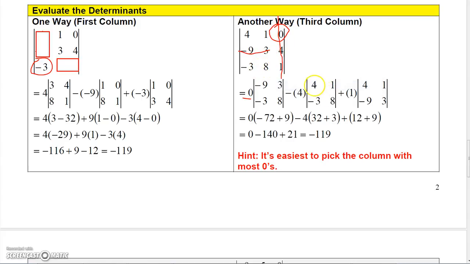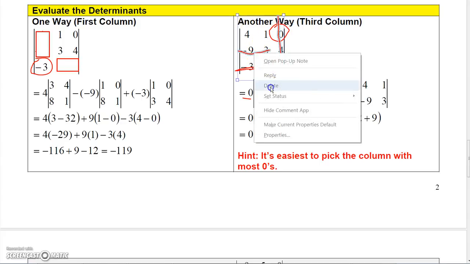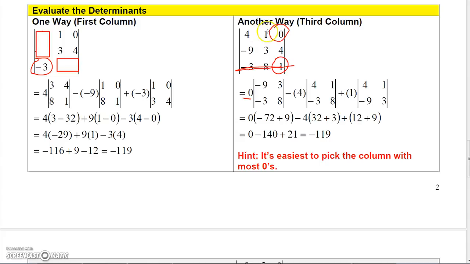That would give me this determinant, so I'd have minus 4 times that determinant. And then if I go down here to the last entry in the column and I mark out this row and its column, then I'll get the 4, 1, negative 9, 3.